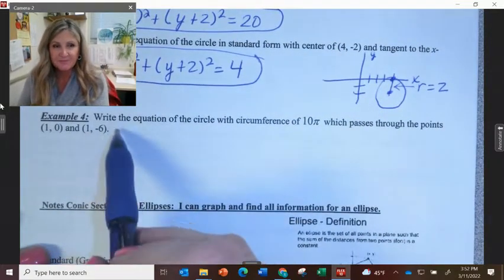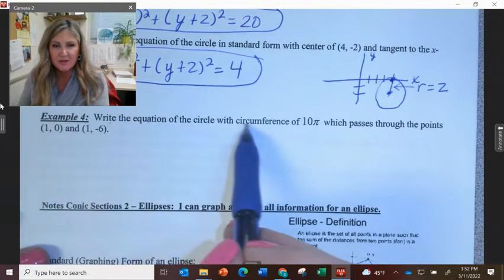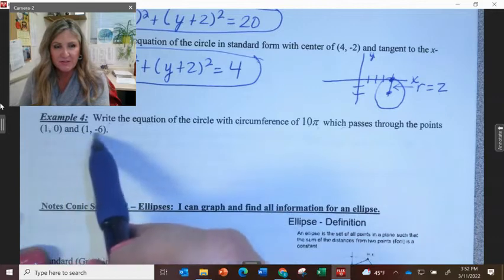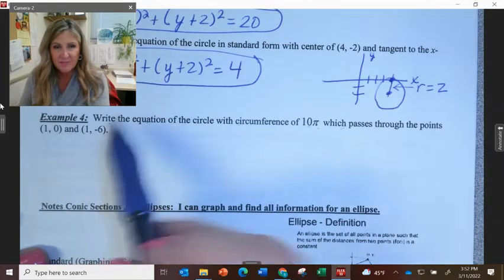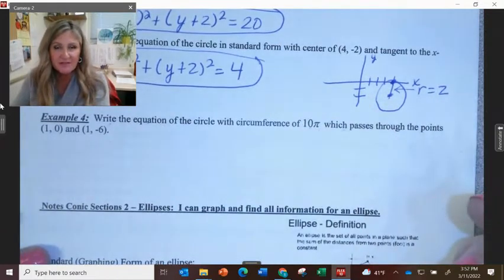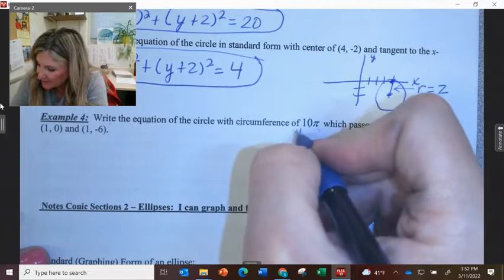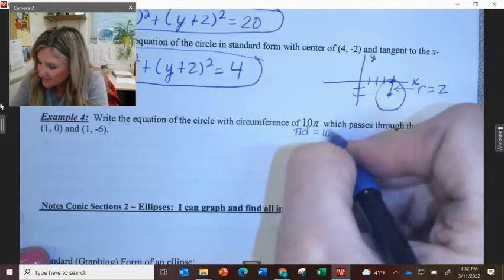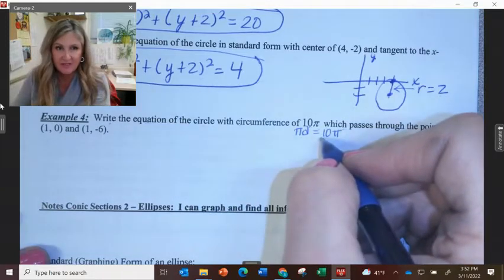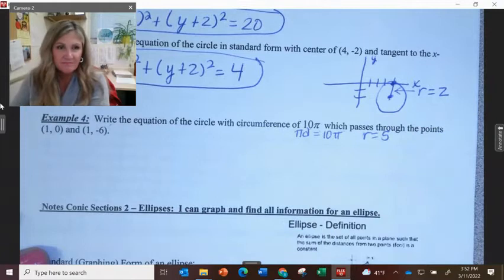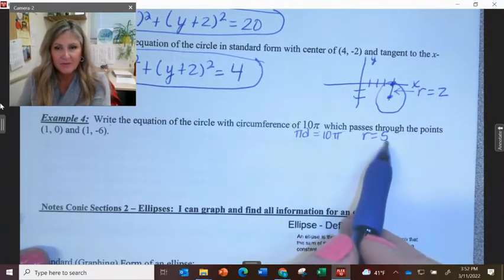This is going to be a little tougher. Write the equation of the circle with circumference of 10 pi, which passes through the points 1, 0, and 1, -6. All right, let's think about this. Do you guys know the formula for circumference? It's pi times diameter. So if pi times the diameter is the circumference, what's that make the diameter? 10, right? So what's the radius? 5. Okay, so now we know the radius.